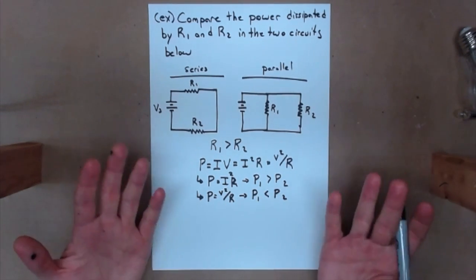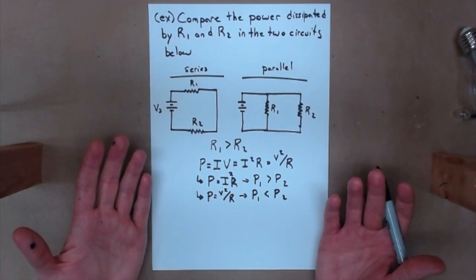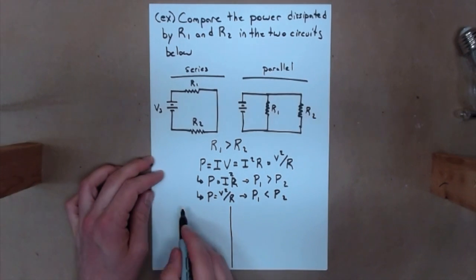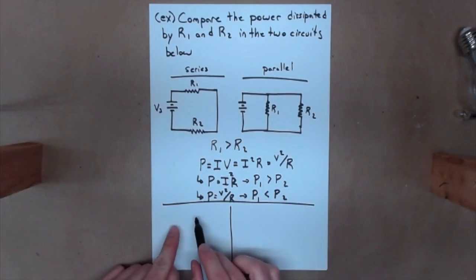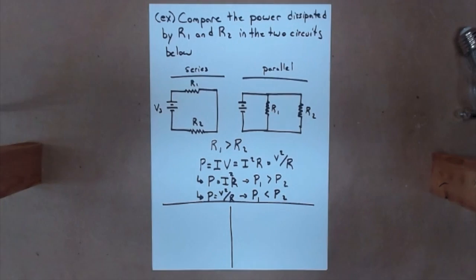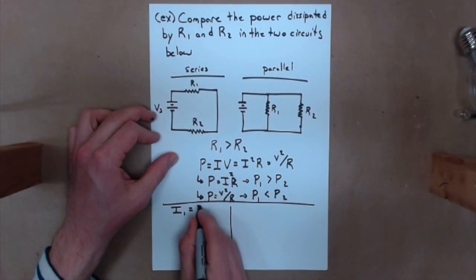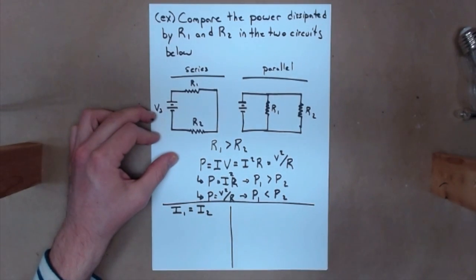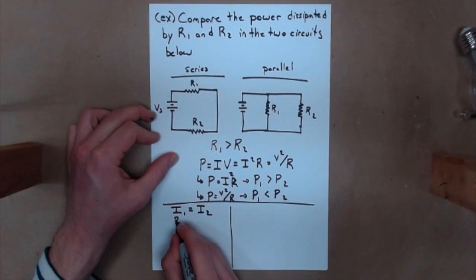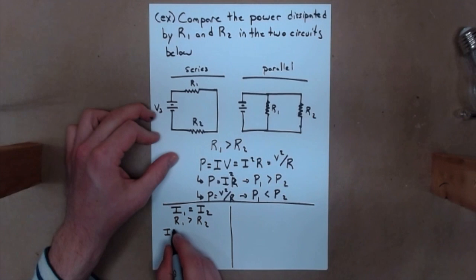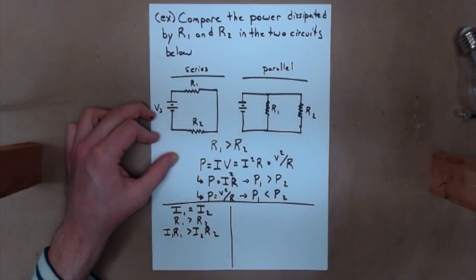So this raises the question, which is true in these two situations? To answer this, I'm going to divide our page up. This will be our series, and this will be our parallel. Well, what do we know in a series circuit? We know that the current through 1 equals the current through 2, right? That's a given. I also know R1 is greater than R2, right? Therefore, I can say that I1 R1 is greater than I2 R2.